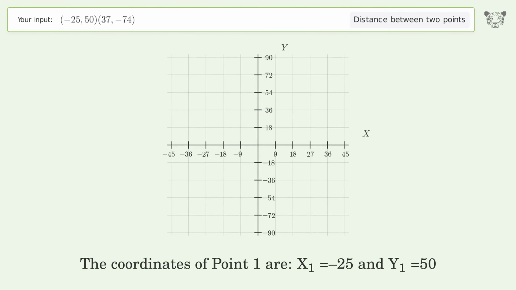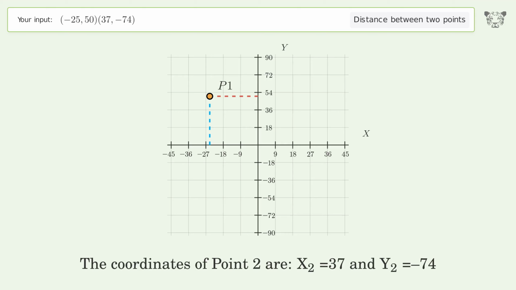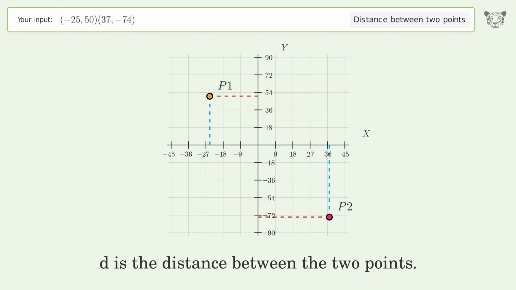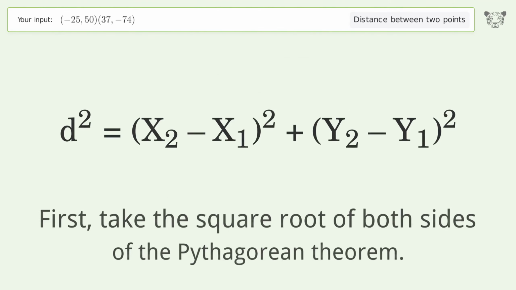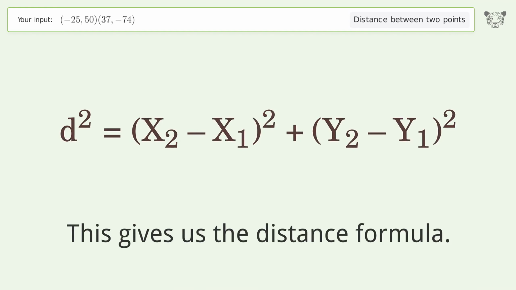The coordinates of point 1 are, x1 equals -25 and y1 equals 50. The coordinates of point 2 are, x2 equals 37 and y2 equals -74. D is the distance between the 2 points. First, take the square root of both sides of the Pythagorean theorem. This gives us the distance formula.